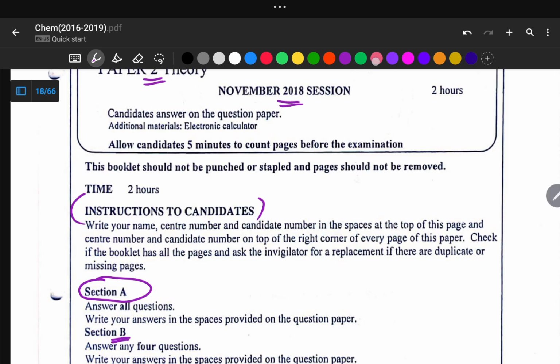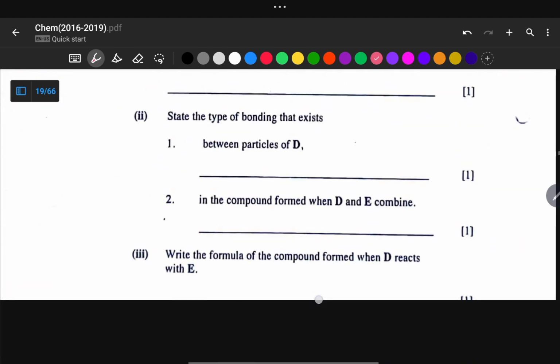But if you're doing Zimsec, you need to stick to the instructions to the candidates, right? So we are quickly diving in.